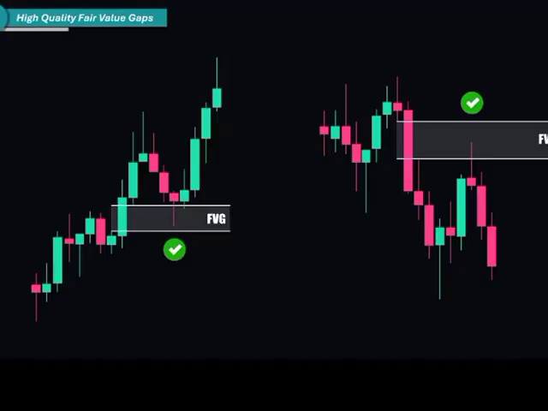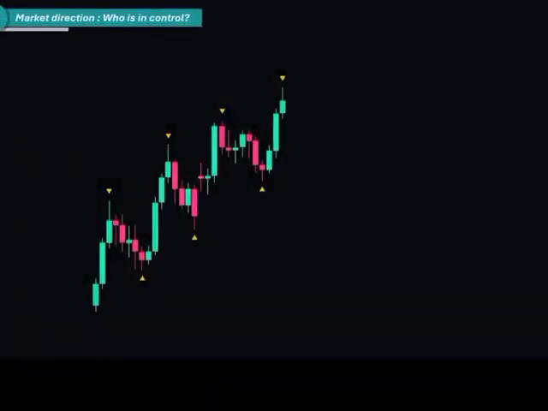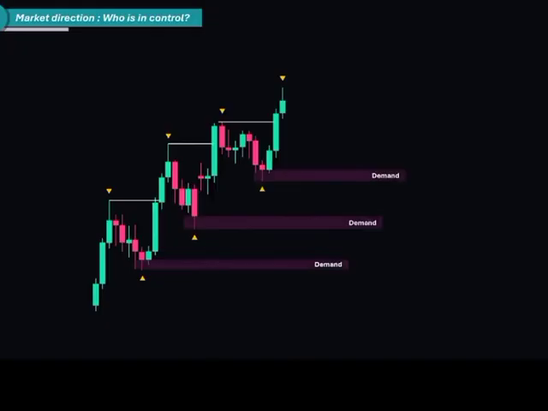So let me break down these three important concepts for you. Market direction. Who is in control? From the basic price action, we know that in a perfect trending scenario, the market makes higher highs and higher lows. Each time the price breaks above a structure level, it signals trend continuation, and a demand level automatically forms. Conversely, when it breaks below a structure, it signals a possible trend reversal.